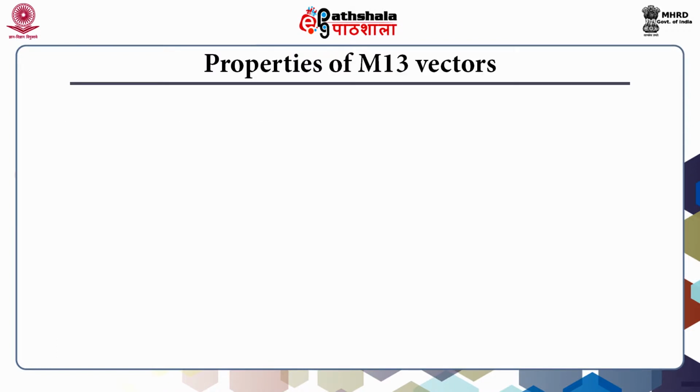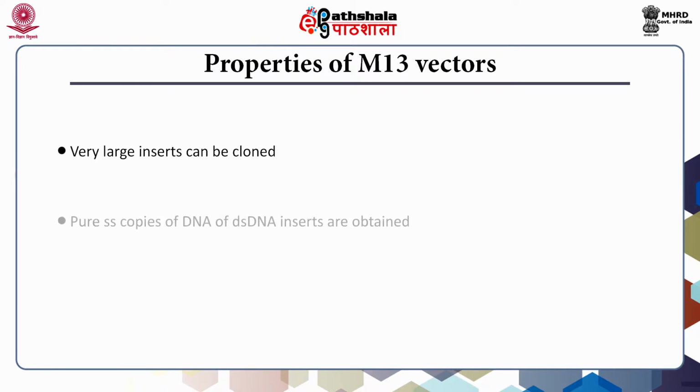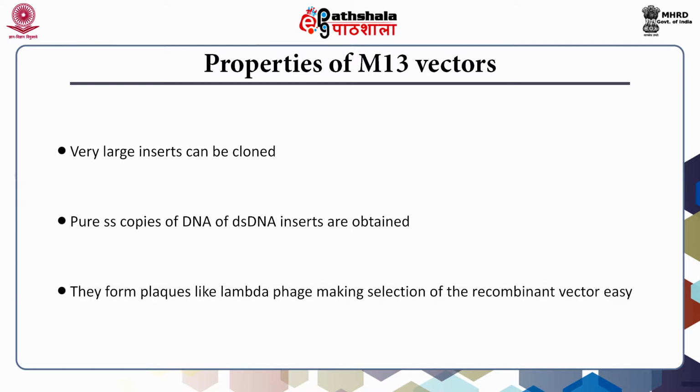Properties of M13 vectors: very large inserts cannot be cloned. Pure single stranded copies of DNA from double stranded DNA inserts are obtained. They form plaques like lambda phage, making selection of the recombinant vector easy.